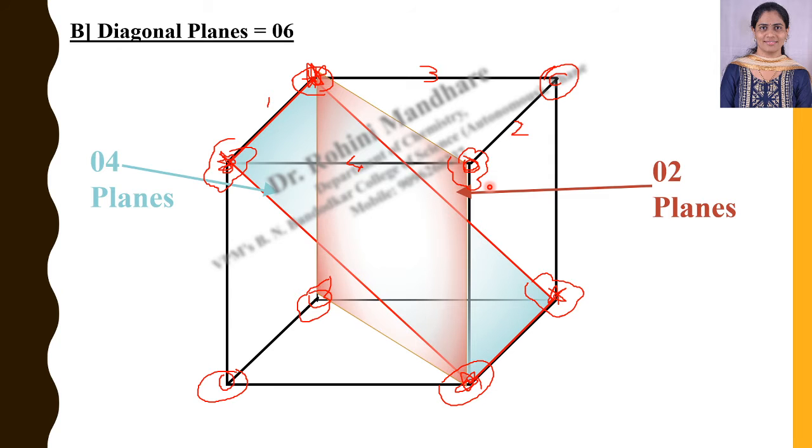For diagonal planes we saw that if you connect diagonally, you will see two diagonal planes if you connect this point with this point, and again this point with this point.